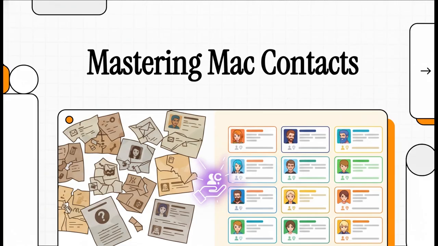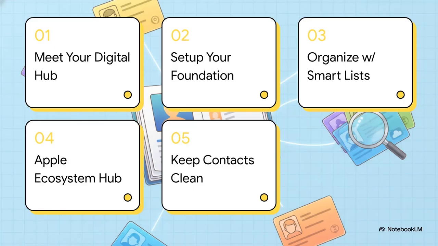We're going to take you on a journey from absolute chaos to total control by mastering the macOS Contacts app. It's time to take that messy list and turn it into the most powerful tool on your Mac. Let's get into it. So here's our roadmap for the next few minutes. We'll start by meeting your digital hub, then we'll move into setting up your foundation, organizing with smart lists, turning contacts into your Apple ecosystem hub, and finally, keeping your contacts squeaky clean.